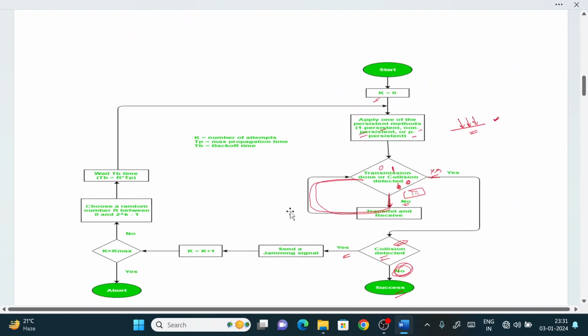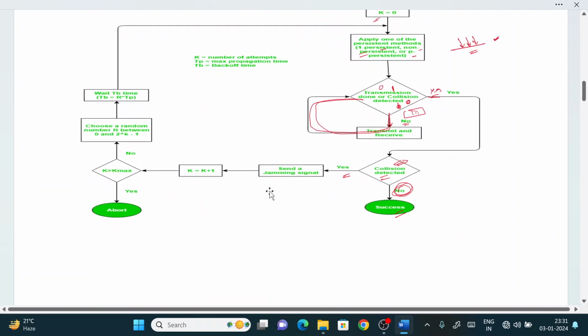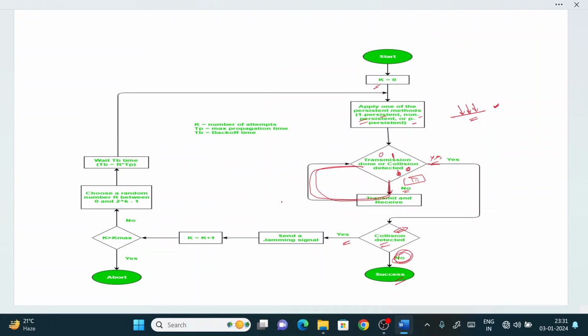Now the total procedure will be stopped, right? At the first time we activated the first attempt. Now we are going to make the next attempt, nothing but 0 plus 1, the second attempt. Before going to the second attempt, first we need to check whether k is greater than k max, which is 15, right? That is the k max value.